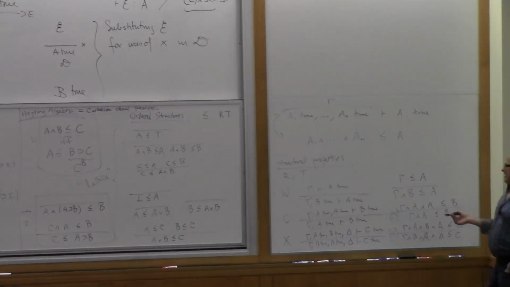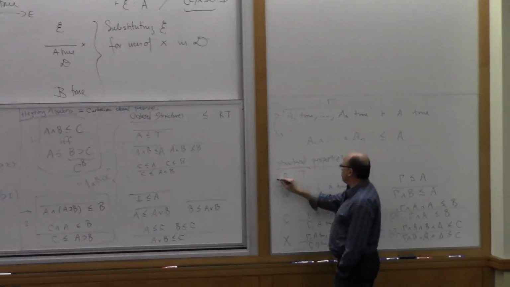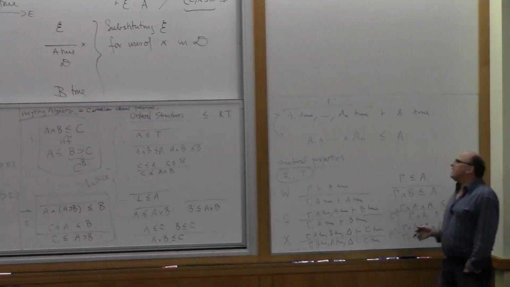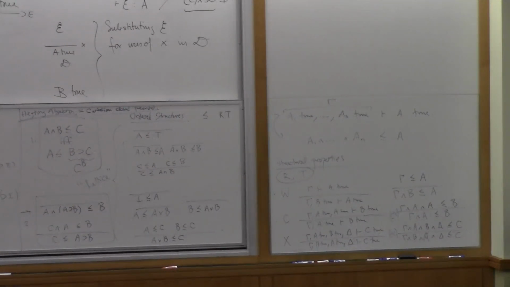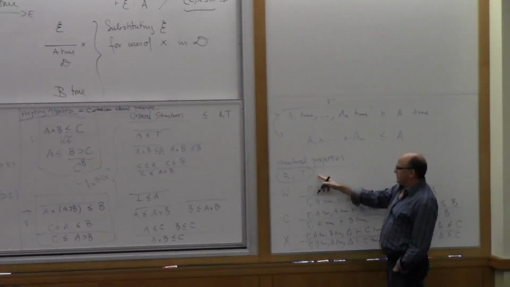I claim you don't have anything even remotely sensible unless you have a preorder. If you're going to have any notion of entailment at all, it has to be reflexive and transitive. Otherwise, I don't know what we're talking about, okay? That's why the axioms of a category only assume identities and composition. If you don't have that, it seems not very interesting, okay? So you have to have reflexivity and transitivity.